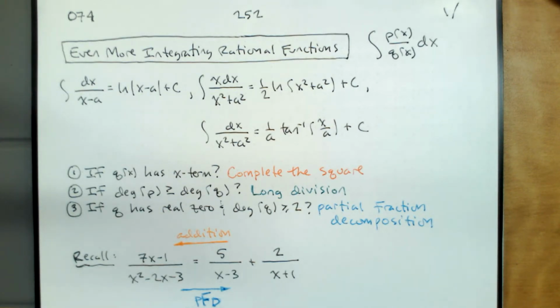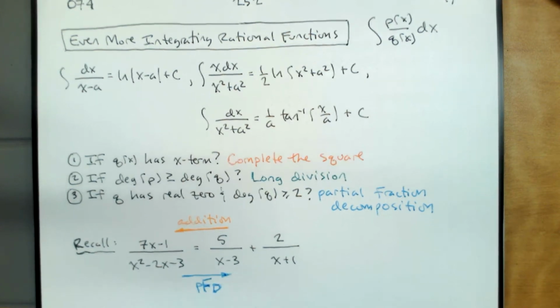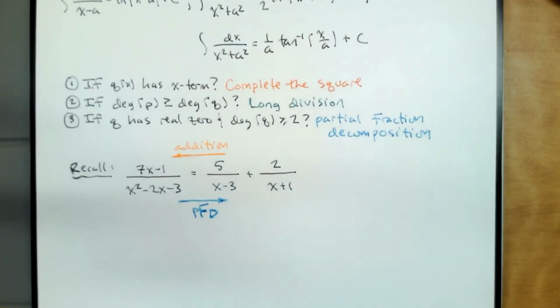Unsurprisingly, I'm grouping these all together because they all have algebraic answers. So if q has a real 0 and the degree of q is greater than or equal to 2, we're going to do partial fraction decomposition. All right. The idea behind partial fraction decomposition is undoing an addition problem.